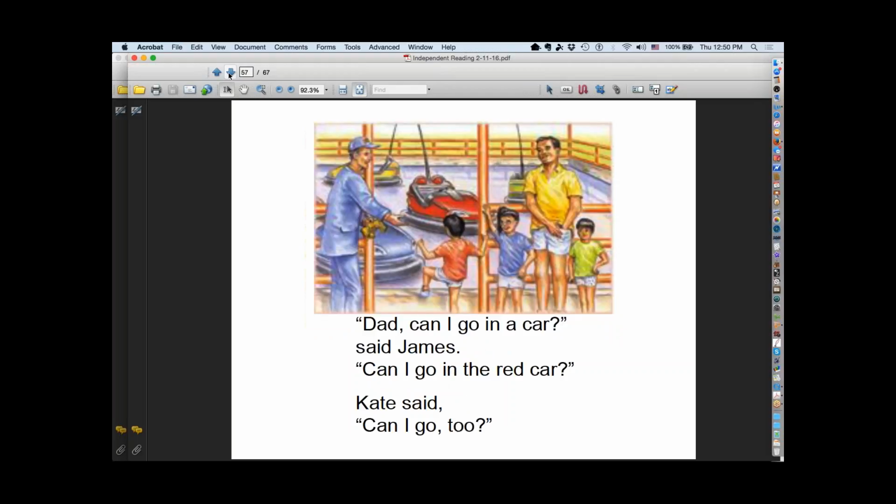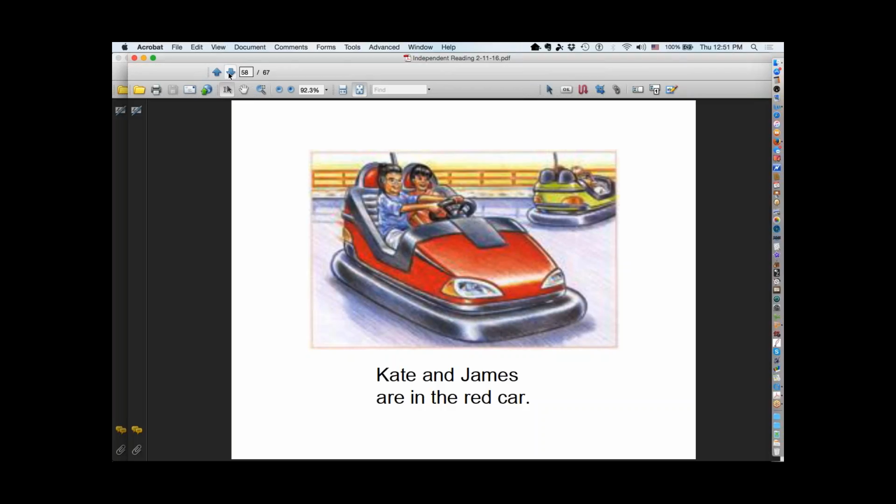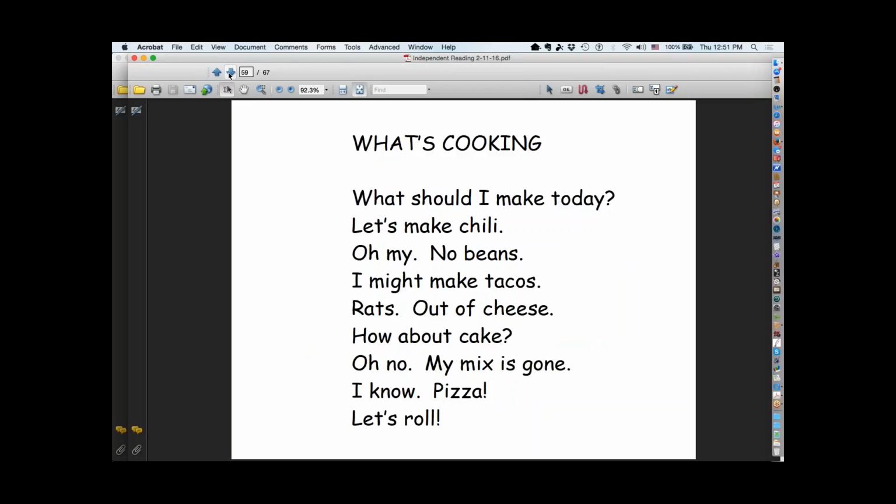Let's look at the next one. Dad, can I go in a car? Said James. Can I go in the red car? Kate said, can I go too? So they have can I go, but they have it with other types of connections. Can I go in a car, in the red car? Can I go too? So they're just mixing it up. Kate and James are in the red car. So that's an example, again, quite young.